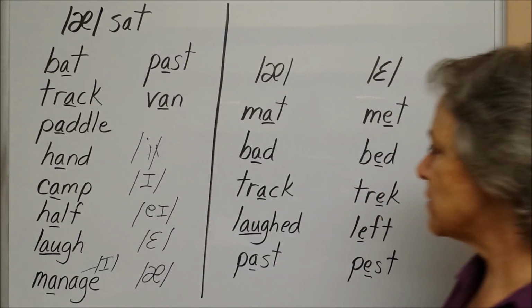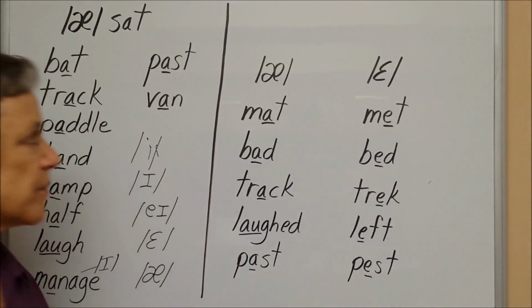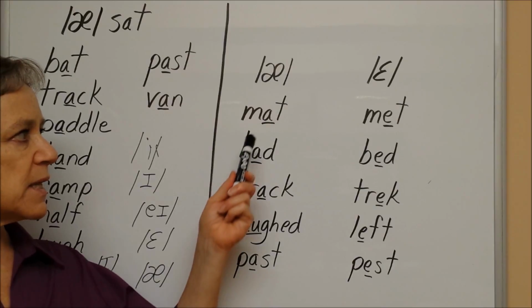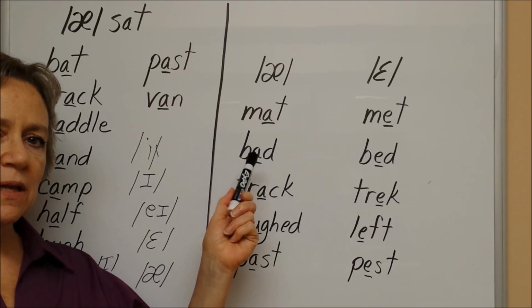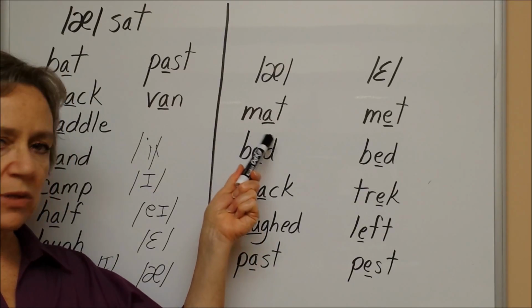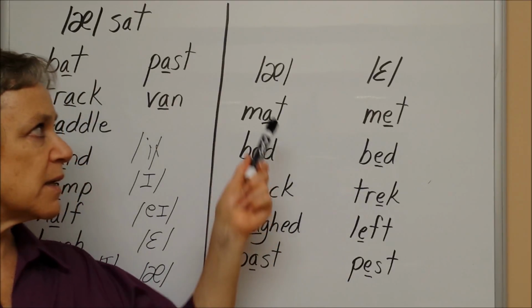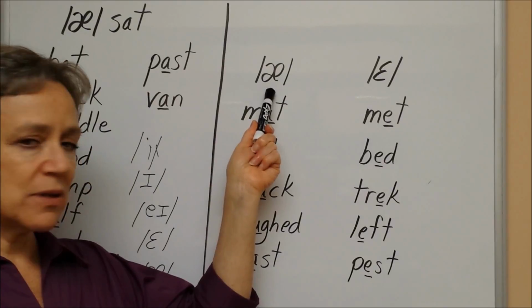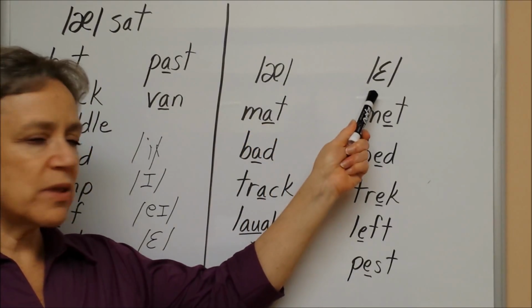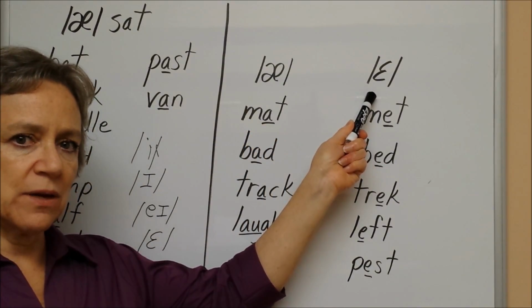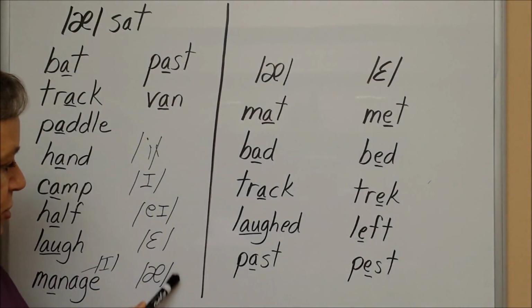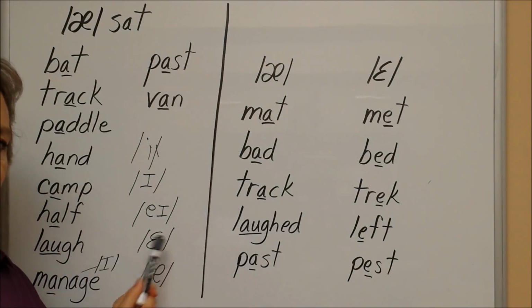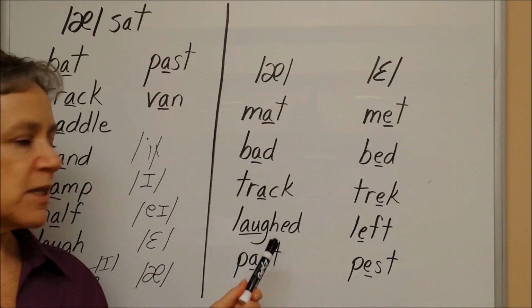I've written on this side some words that differ only in the vowel sound. So let's practice these. I've written some words with the A sound here and some words with the E sound here. E is just above in the vowel chart. Let's practice these.